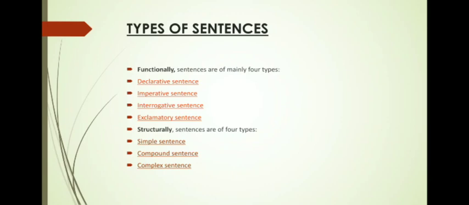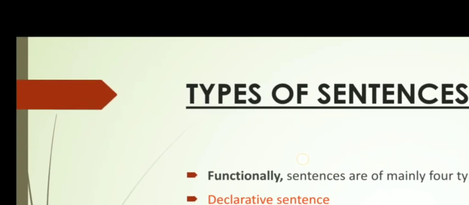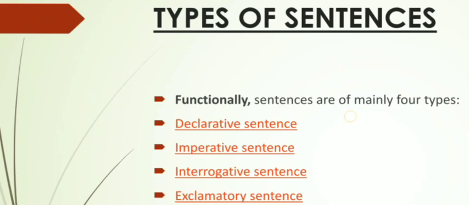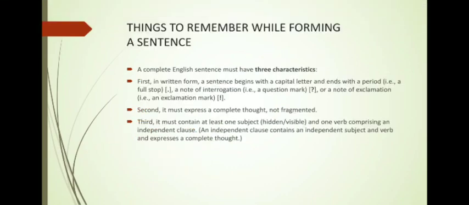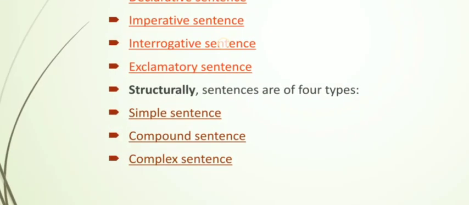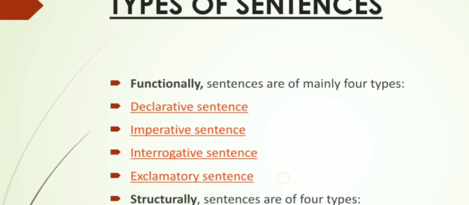But have you ever thought that there are different dimensions of division of sentence, category of sentence? Yes, it is. See, on the basis of their function, there are four types. And on the basis of their structure, they are of three types. This is a very general thing. Functionally, they are of four main types. That is what? Declarative, imperative, interrogative and exclamatory.